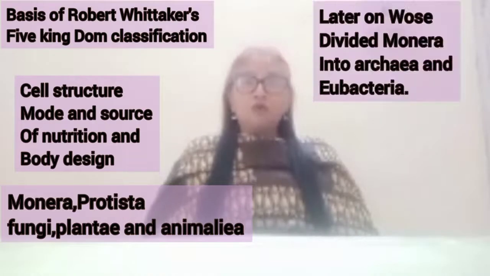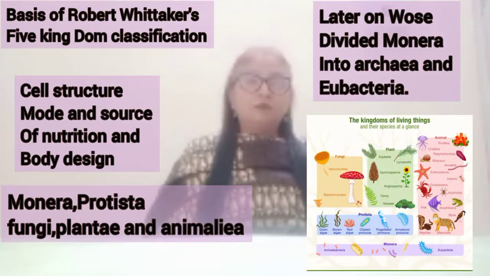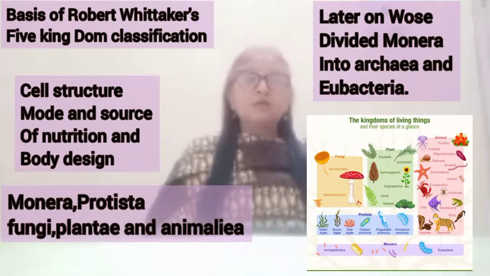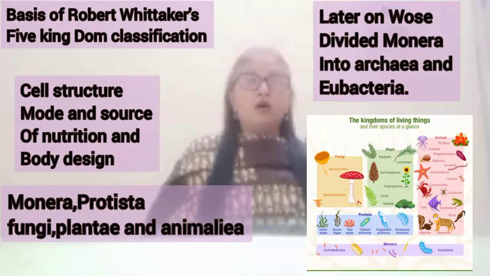Later on, Carl Woese divided this kingdom Monera into 2, that is archaic bacteria and eubacteria. Archaic bacteria means primitive and eubacteria means advanced or modern or evolved bacteria.